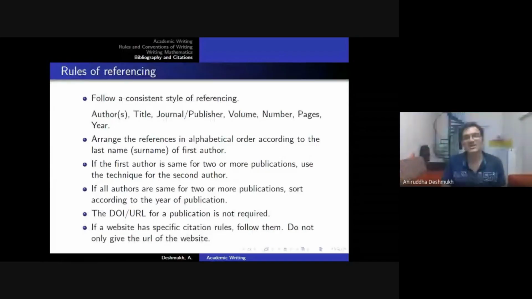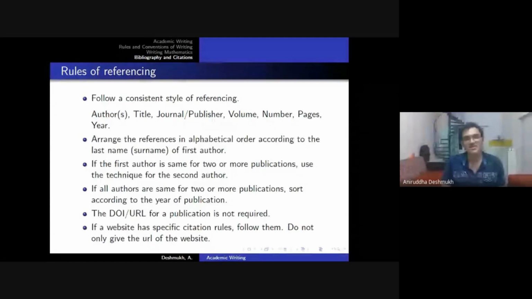Now, how to actually write those references? First of all, follow a consistent style of referencing. There are various styles, such as the MLA style and the Chicago style, etc. You will find more details on the Google Scholar page.